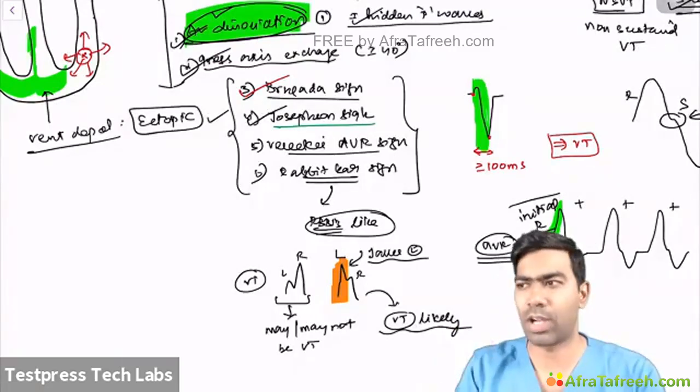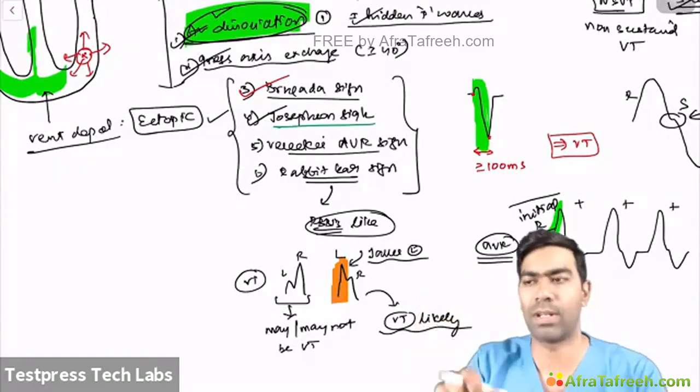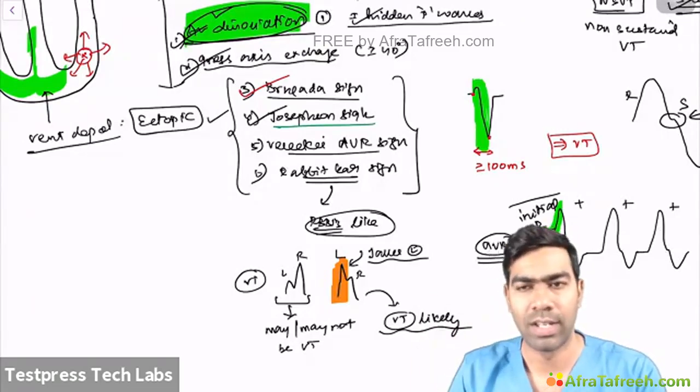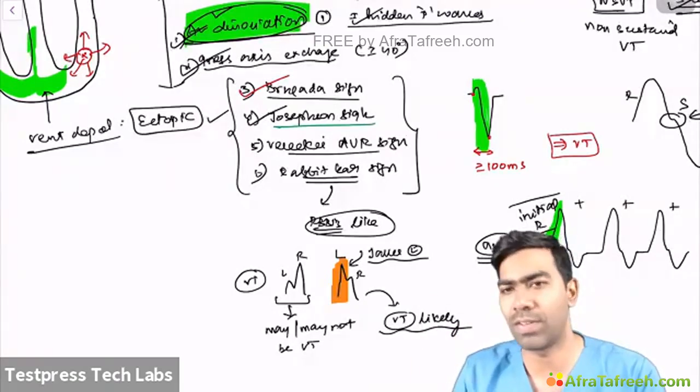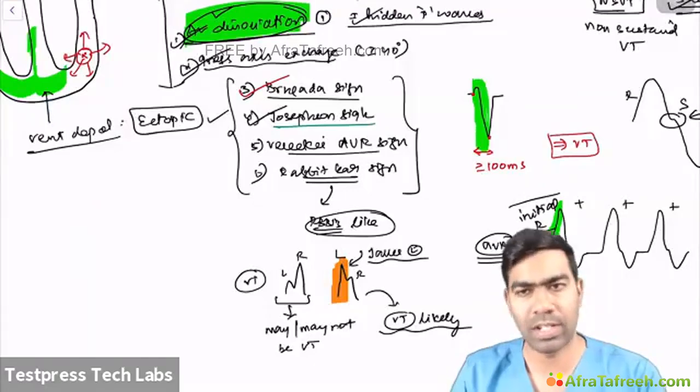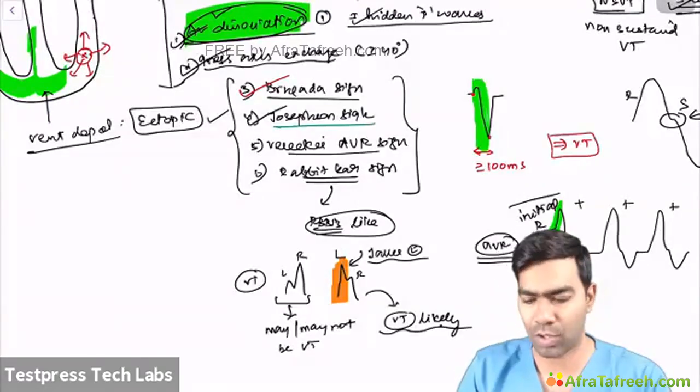a right bundle branch block, and the patient with current tachycardia also has the same pattern of left bundle branch block or right bundle branch block without much axis change. Then you can diagnose a SVT with aberrancy. Otherwise, if you do not have a previous ECG, then it's very difficult to rule out a SVT with aberrancy. It's better always to diagnose a ventricular tachycardia, as we discussed already.